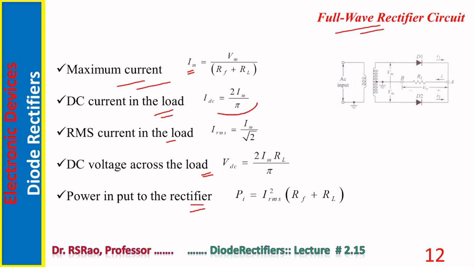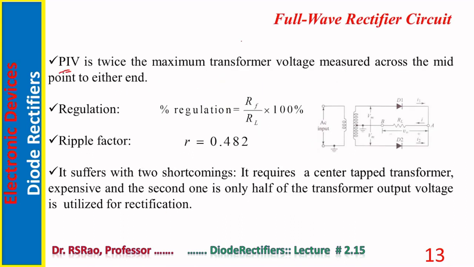Notice DC current in the load or DC voltage across the load, these are higher than the corresponding quantities of the half wave rectifier circuit. Therefore, one can say full wave rectifier circuit gives better performance when compared to half wave circuit. Peak inverse voltage in case of full wave rectifier circuit is twice the maximum transformer voltage measured across the midpoint to either end. The importance of PIV has already been explained.